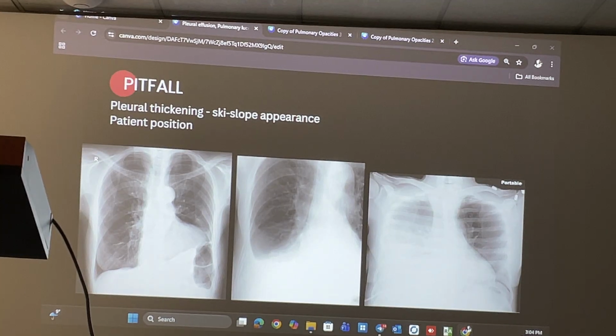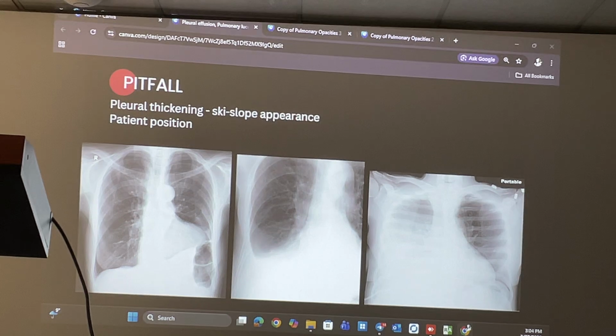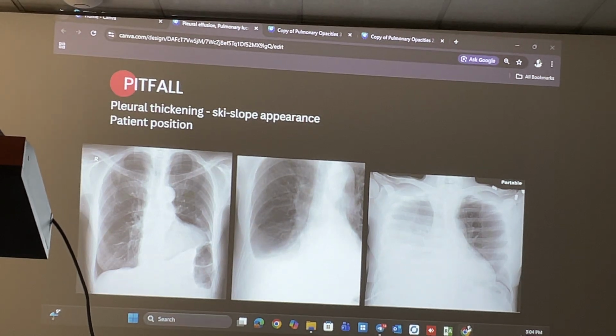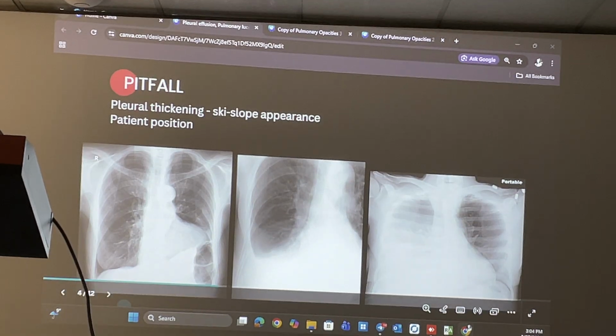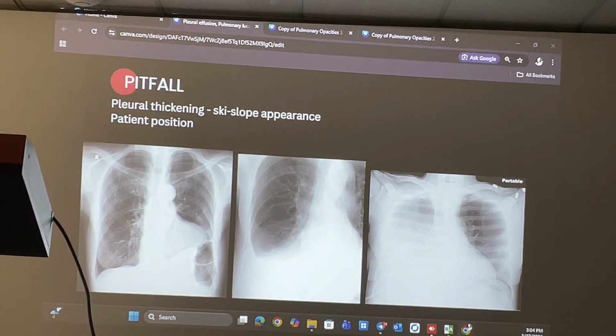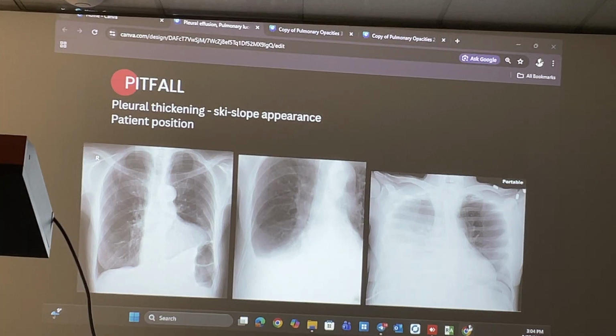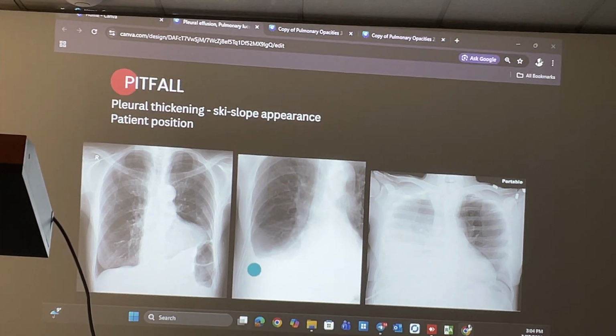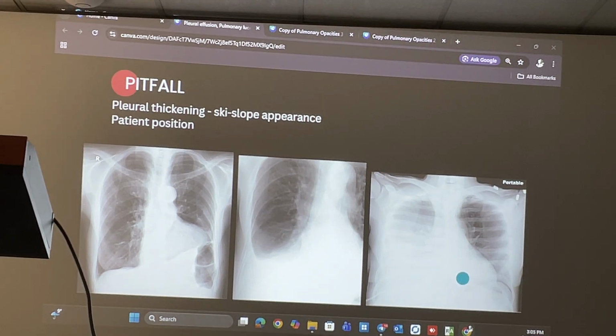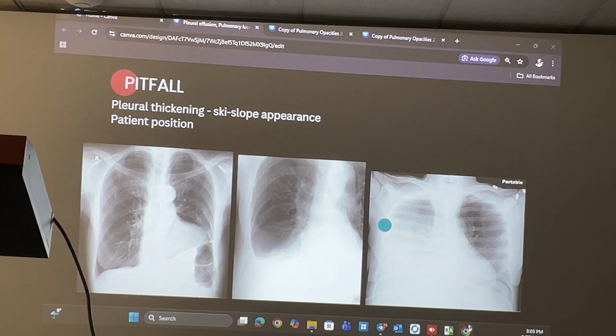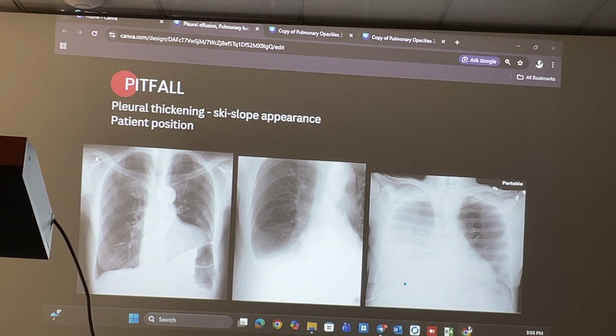Scarring due to, for example, previous infection, surgery, or blood in the pleural space produces a ski slope sign. An effusion typically ascends more laterally. That's why we have this meniscus sign, lateral to chest extension. And this is the supine position of the patient who has the right-sided hemithorax filled with pleural effusion.